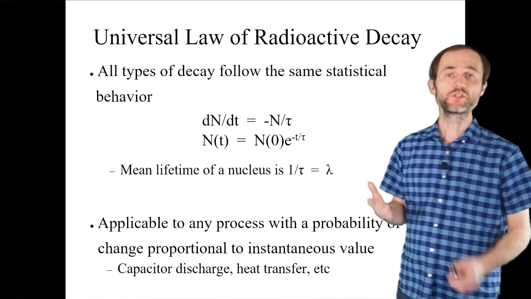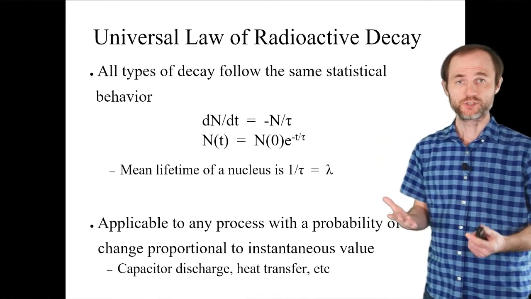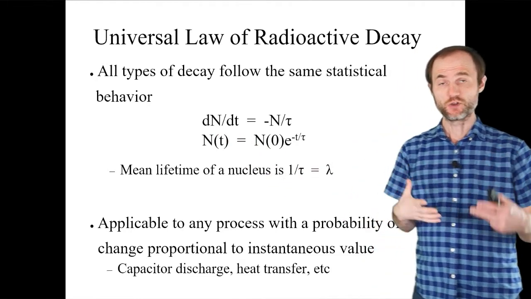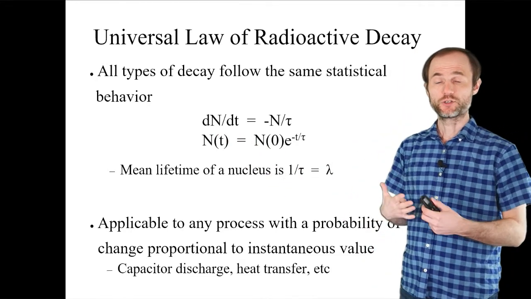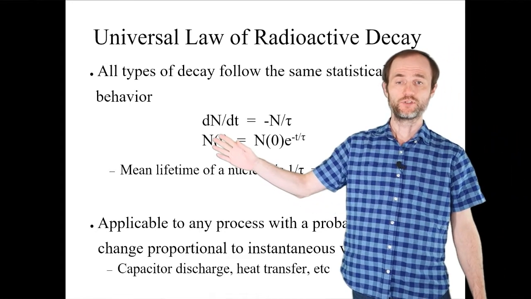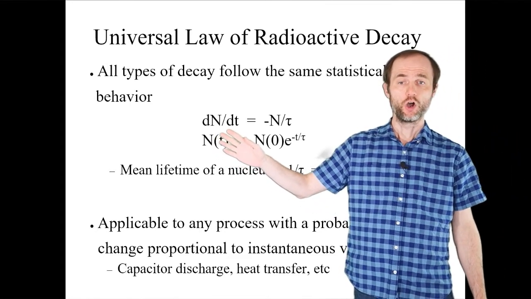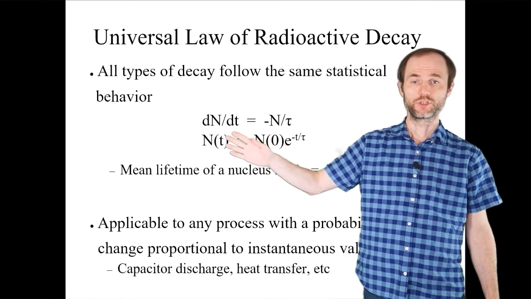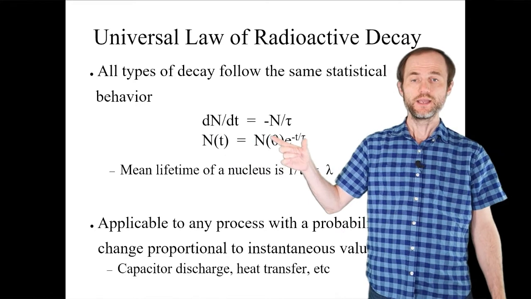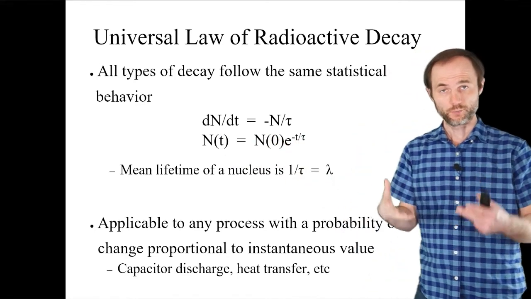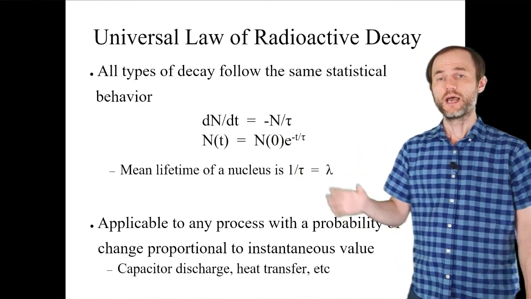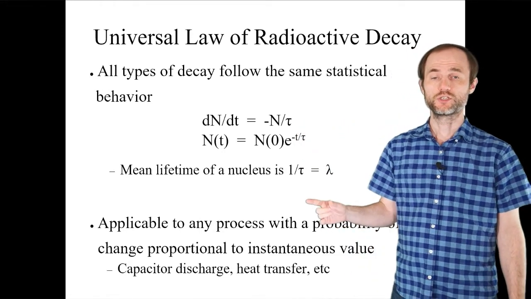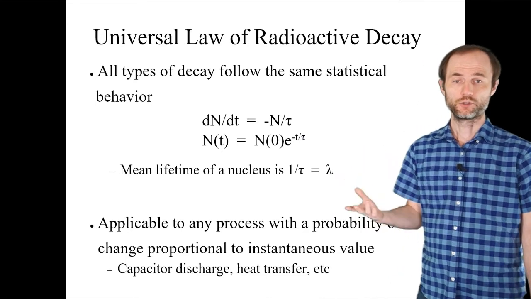So what happens once this decay proceeds? The number of the radioactive nuclei keeps going down in time, and the rate of decay, or the rate of change of the number of radioactive nuclei versus time, dN/dt, is given by the current number of radioactive nuclei divided by a characteristic time scale, which is the lifetime of the nucleus.